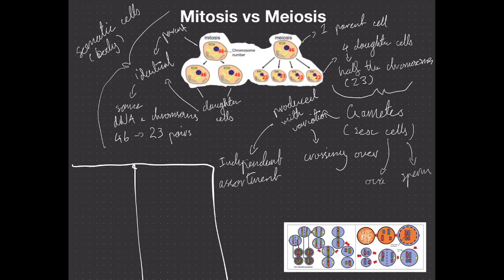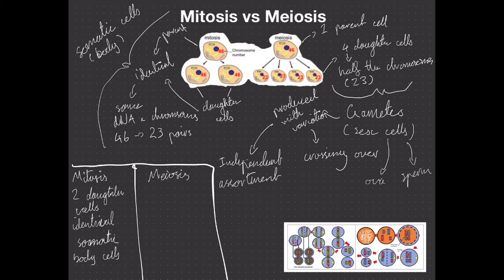Mitosis and meiosis. In mitosis we get two daughter cells, they're identical, and it's for our somatic body cells. It's how we grow.